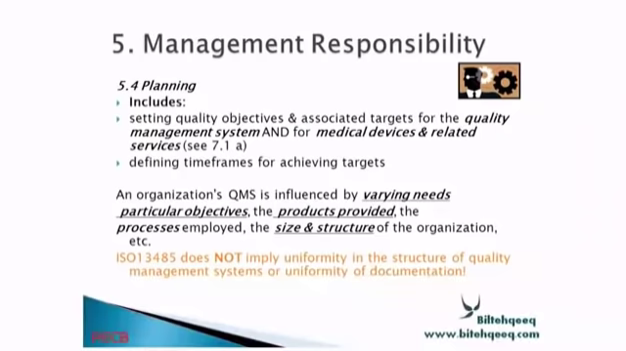ISO 13485 does not imply uniformity in the structure of the quality management system or uniformity of the documentation. So it is not necessary that all ISO 13485 certified companies have the same set of documents or structure. They can vary, but they have to fulfill the requirements of the standard. But it is up to each organization how it will fulfill these requirements.